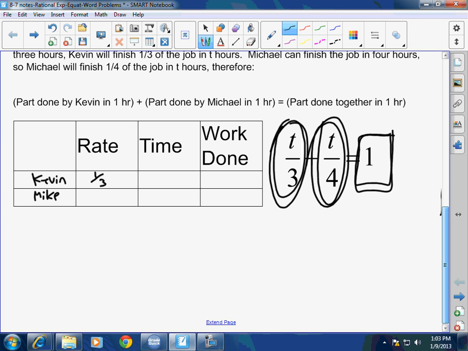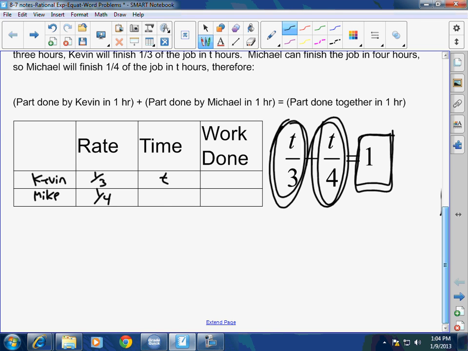Mike takes 5 hours to cut and edge the grass. So that means in 1 hour he's done 1/5 of the job. Well, it was 4 hours? I apologize. Sorry, thank you. 4 hours, so it's 1/4 of the job. When they're working together, guys, do we know how long they're working together for?